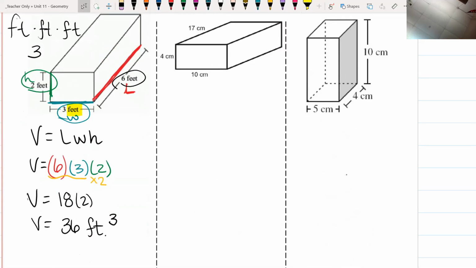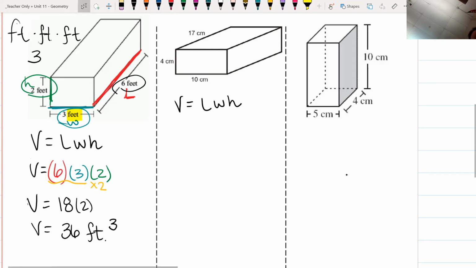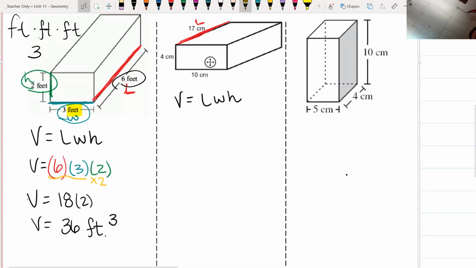Okay. So I'm going to do one more with you, and I'm going to have you do the third one on your own. So we always write our formula, length times width times height. Remember, you don't need to memorize that, but if you do, that's okay. Our length is how long the shape is. It is 17 centimeters, right? Our width is how wide it is. How wide is that box? That's your width. Your height is how tall it is. So that's your height.